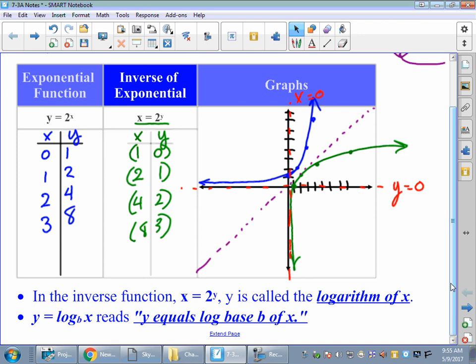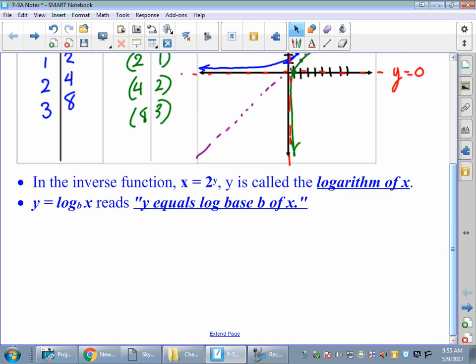Just like when we graphed parabolas and quadratics, they were x squared. When we took the inverse of it, rather than calling it the inverse of a quadratic, we gave it its own name, and we call it square root functions. So this is just the inverse of an exponential, but we give it its own name, and now we call it a logarithm or logarithmic function. So the inverse function is called the logarithm of x, and there's a little bit of a symbol for that.